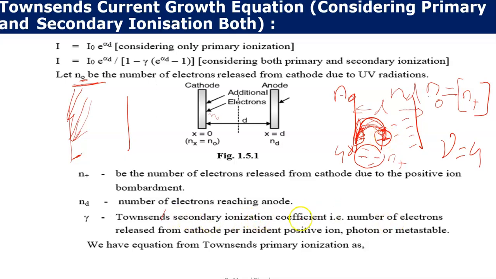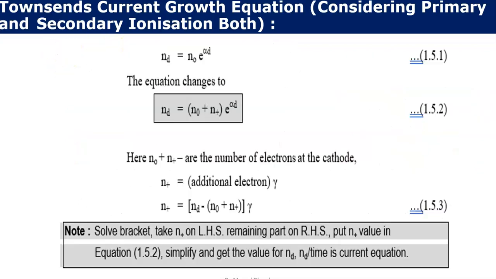So Townsend's secondary ionization coefficient means the number of electrons released from the cathode per incident, that is, per single positive ion impact. It might be a photon or metastable. So now for our Townsend's primary ionization, I is equal to I0 e raised to alpha d. We will start with that equation.